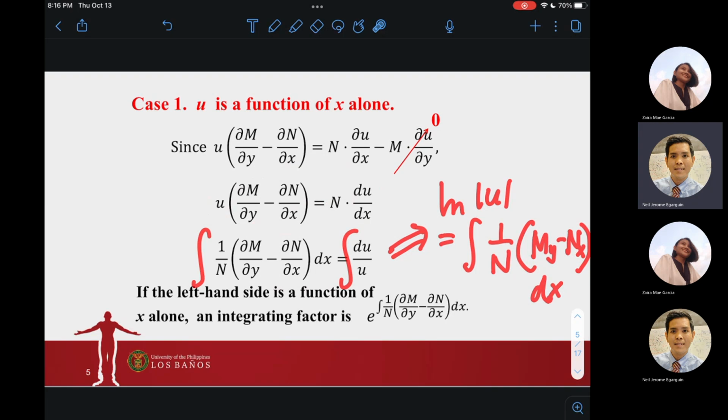Now, if I raise both sides of this equation, or if I use both sides of this equation as an exponent for e, e raised to the ln absolute value of U will just be equal to U, assuming that U is a positive function, right? And then the right-hand side will be e to the integral of 1 over N times the partial of M with respect to y minus partial ni N with respect to x.